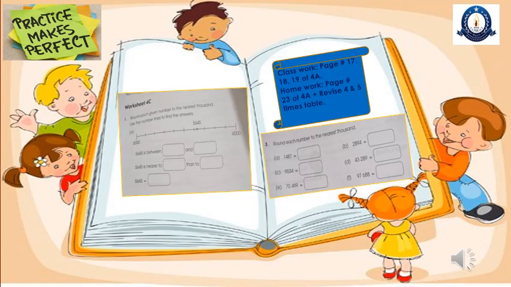Question number 3. Round each number to the nearest 1000. Look at part A. 1487. 1 is on the place of 1000. 4 belongs to the same family. So 1 will remain the same and in place of the last 3 digits zeros will come. So what will be the answer? 1000.